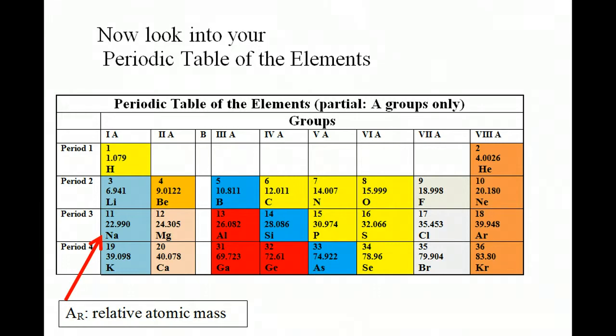Now look into the periodic table of the elements and find sodium, Na, and look at the relative atomic mass Ar, which is 22.990. So you need 1 mole of sodium, which is 22.990 gram, and you need 1 mole of chlorine, Cl, which is 35.453 gram.